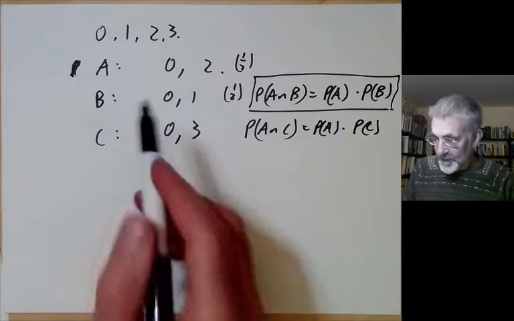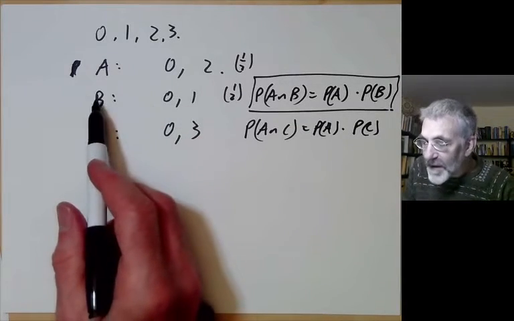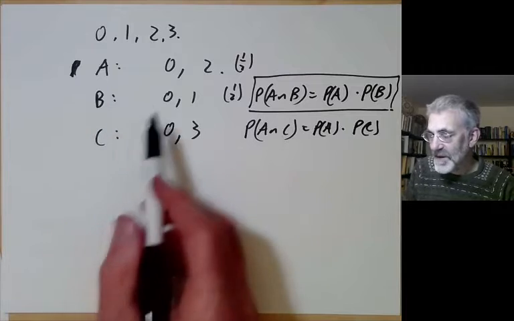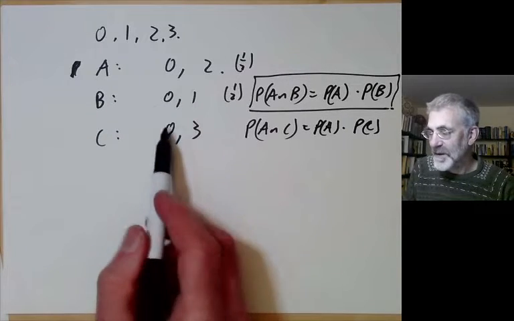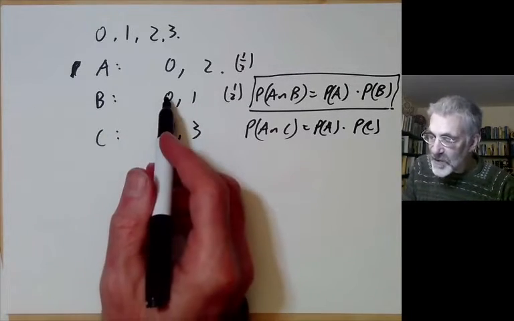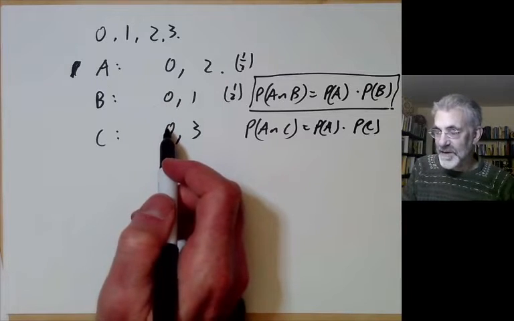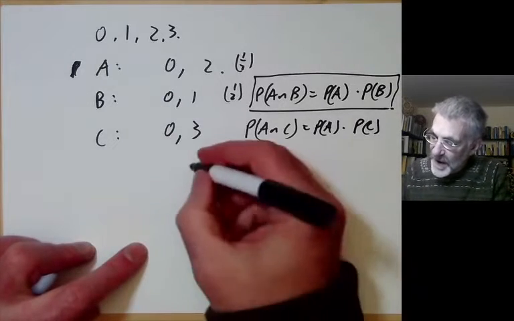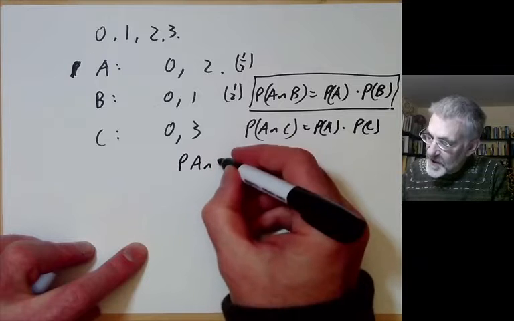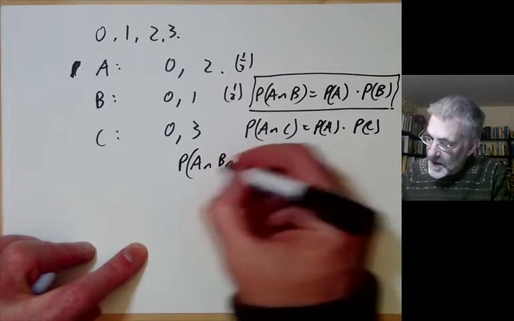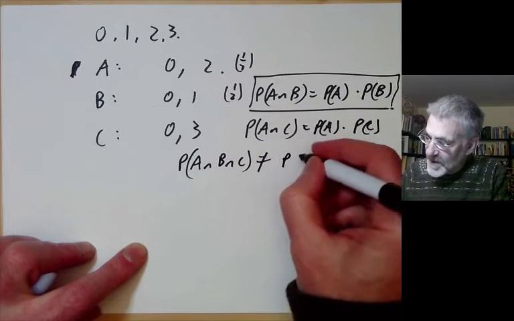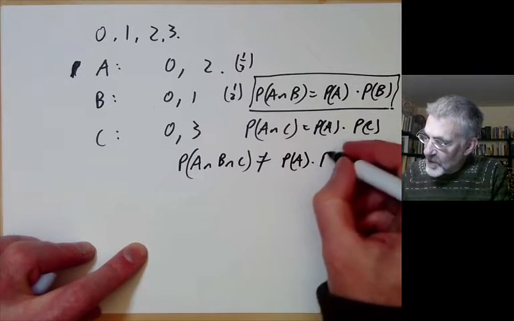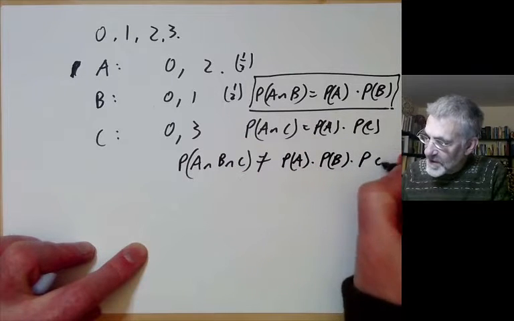However, if you combine the information from the guys to the left and the right of you, so one says it's 0 or 1 and the other says it's 0 or 3, now suddenly you know what the result is. It must be 0. And you notice the probability of A intersection B intersection C is not equal to the probability of A times the probability of B times the probability of C.